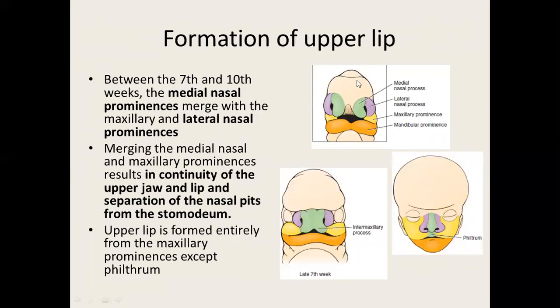Now the formation of the upper lip. Between the 7th and 10th week, the medial nasal prominences will merge with the lateral nasal prominences. Because of the merging of the medial and the lateral nasal prominence, it will result in the continuity of the upper jaw and lip and separation of nasal pits from the stomodeum. So the upper lip is entirely formed from the maxillary prominences except the philtrum, which is contributed by the intermaxillary segment. That is why the intermaxillary segment has to be mentioned in the formation of the upper lip, which is contributing to the philtrum part of the upper lip.